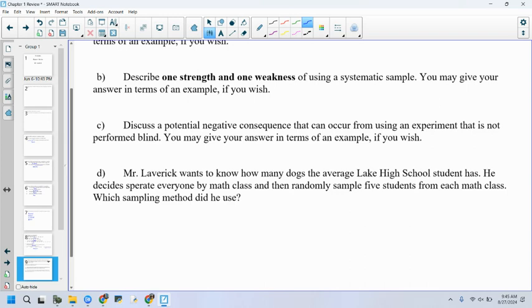Cluster is if I were to separate them all into math classes and then only choose all of one math class, right? I'm still separating them into groups, but in the stratified, I am sampling from each group, guaranteeing diversity, right? That's one of the differences between systematic and stratified.